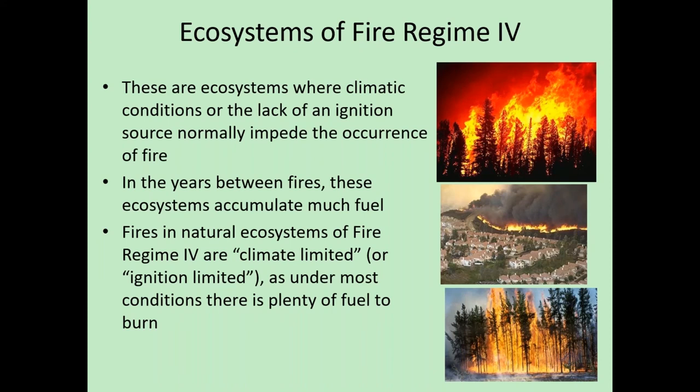So in the years between fires, these systems accumulate a lot of fuel, partly because of productivity, but partly because it's a long time between fires, right? So fires in natural ecosystems of fire regime 4 are really climate limited or ignition limited. That is, when they burn, there's always enough fuel in there to really go nuclear. Okay, chaparral can accumulate that fuel pretty quickly, you know, 7, 8, 9, 10 years, or even less in some instances, right? It goes pretty fast.